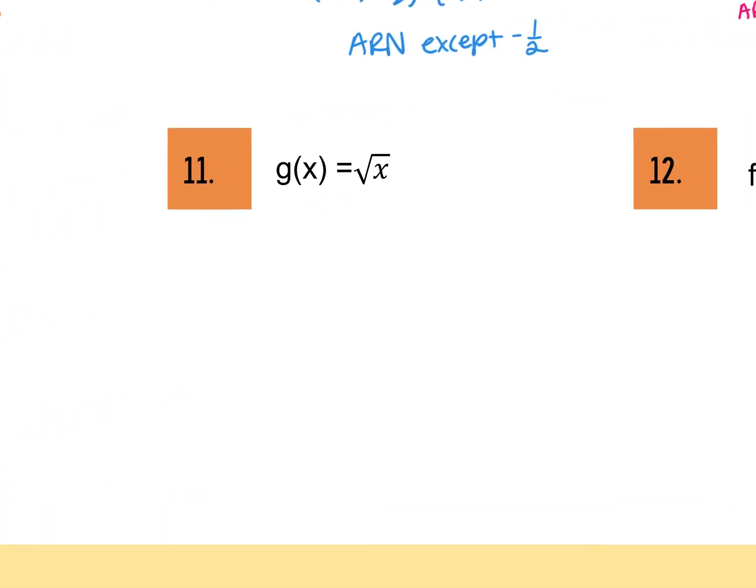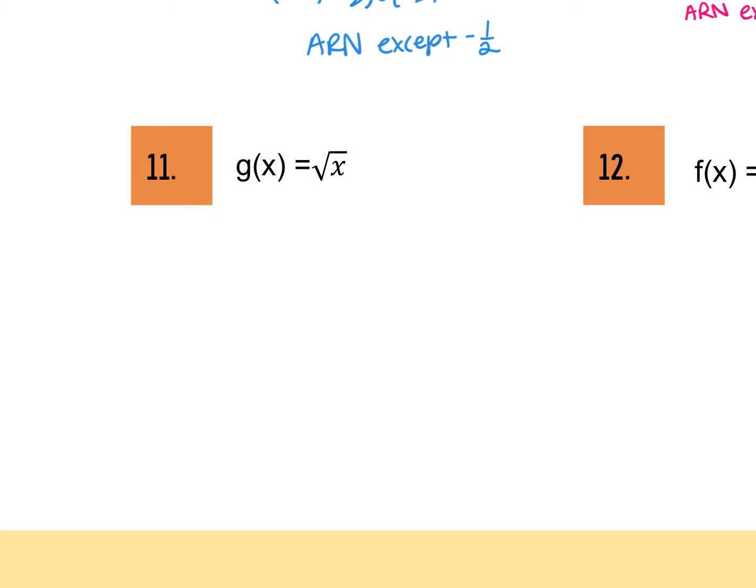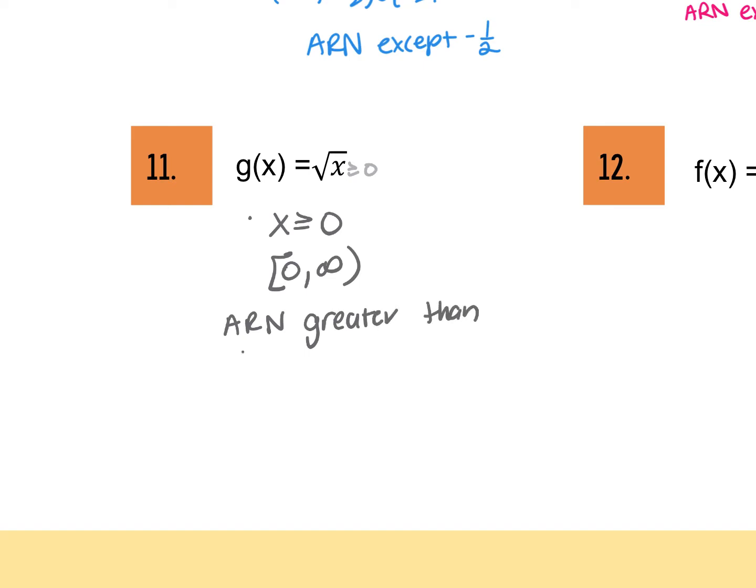11 is our first square root. So the square root, remember, whatever's underneath that square root can't be negative. So I set whatever's underneath it greater than or equal to 0. In this case, that's going to be x is greater than or equal to 0. In interval notation, that's 0 with a bracket on it to positive infinity. This is all real numbers greater than or equal to 0.